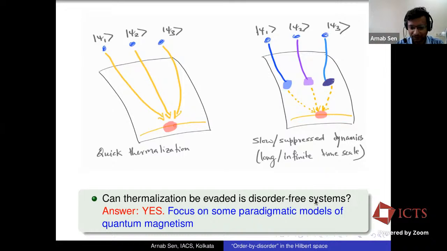But here we focus on disorder-free systems, and we ask, can there be systems which have no disorder but nonetheless evade this paradigm of self-thermalization through unitary evolution? It turns out that the answer is yes. This is a very active field of research, and a lot of progress has been made in it for, let's say, the last 5 years or so. In this talk, I would actually focus on two paradigmatic models of quantum magnetism, the quantum dynamo model as well as the quantum link model.